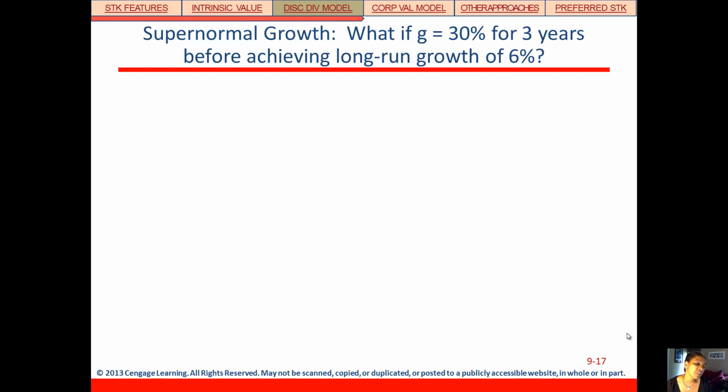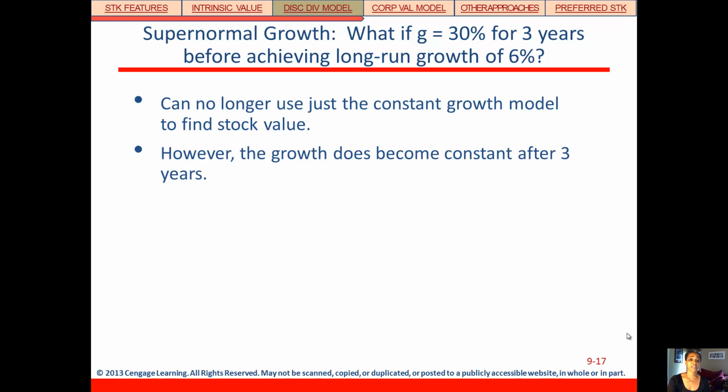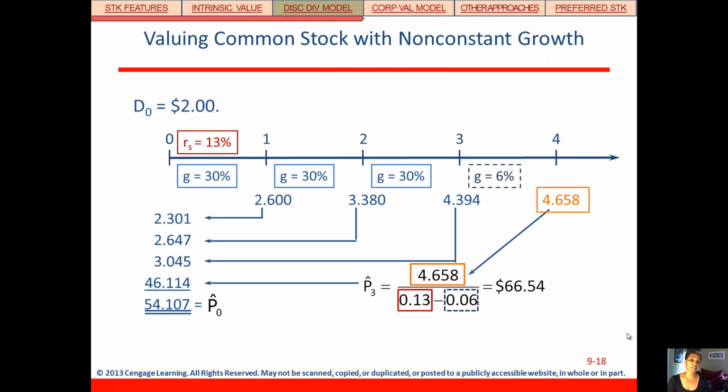Now, probably the most difficult part of this section is supernormal growth. So that's that case I mentioned earlier where you have a stock that's growing at a g that is maybe even higher than Rs, but it's not sustainable over time. So now we've got a 30% g for 3 years, and then it will slow down to 6%. So we can't use the constant growth model. And so what we're going to do is figure out what the dividend is for those 3 years that g is very high at 30%. So those values are the $2.60 and $3.38 and so on.